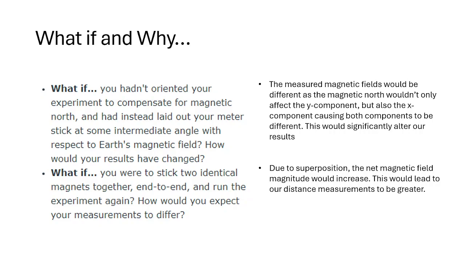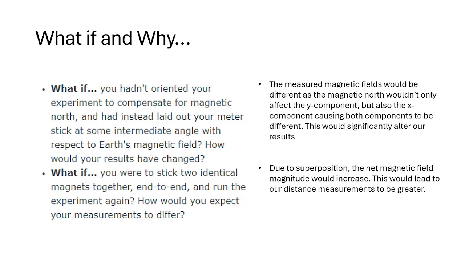Now for our what if and why. What if you hadn't oriented your experiment to compensate for magnetic north, and had instead laid out your meter stick at some intermediate angle with respect to the Earth's magnetic field? How would your results have changed? The measured magnetic fields would be different as the magnetic north wouldn't only affect the y component but also the x component, causing both components to be different. This would significantly alter our results.